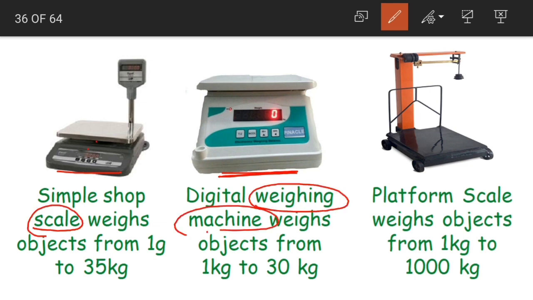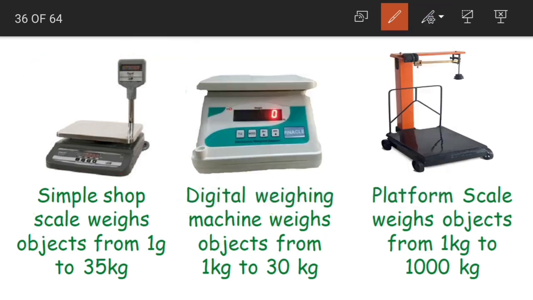Now this can be used to measure objects from 1 gram to 35 kilograms. It can handle the weight of objects from 1 gram to 35 kilograms. And this one is the digital weighing machine, and it can be used to weigh objects from 1 kilogram to 30 kilograms.